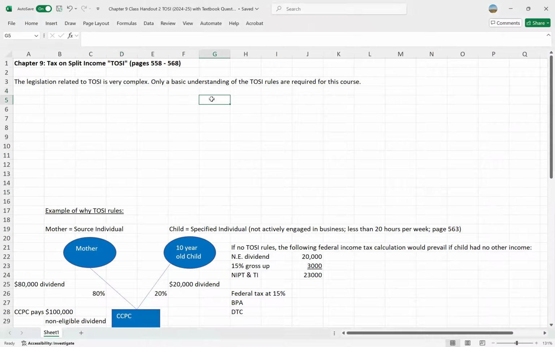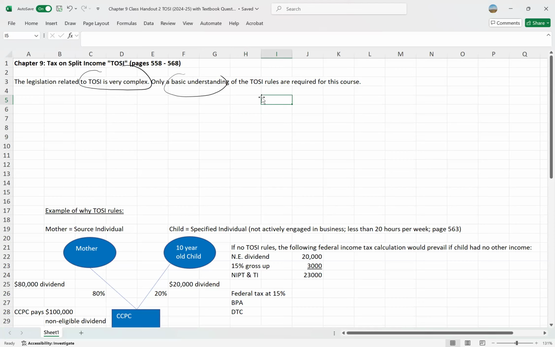The legislation is very complex. It's abbreviated TOSI, tax on split income. For exam purposes, only a basic understanding is needed. It's once again very advanced material. I don't think I've actually ever dealt with TOSI when I was working in public practice. I think the only way I dealt with it was indirectly.